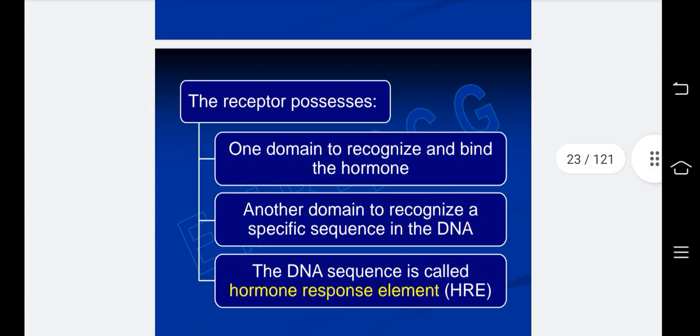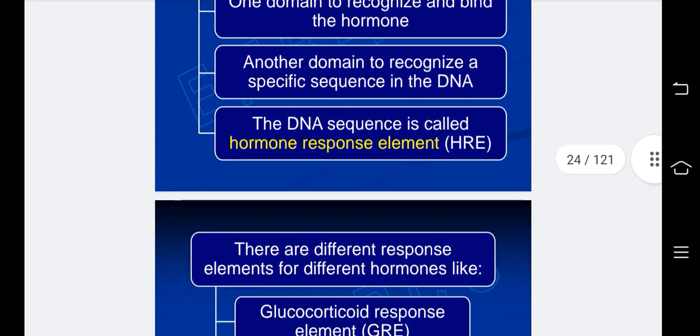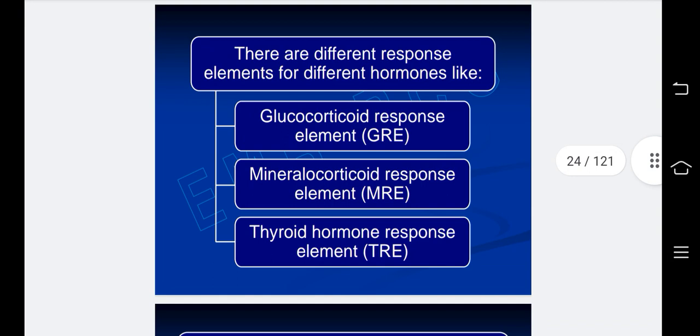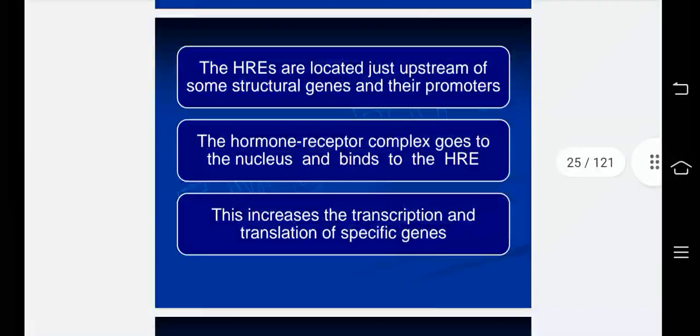Then the receptor possesses one domain to recognize and bind the hormone, and another domain to recognize a specific sequence in the DNA. That DNA sequence is called the hormone response element. There are different response elements for different hormones, like the glucocorticoid response element, mineralocorticoid response element, thyroid hormone response element. Hormone response elements are located just upstream of some structural genes and their promoters. The hormone receptor complex goes to the nucleus and binds to the HRE, HRE in the sense hormone response element.